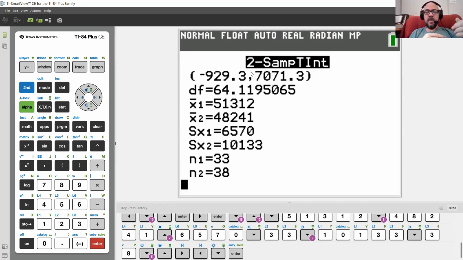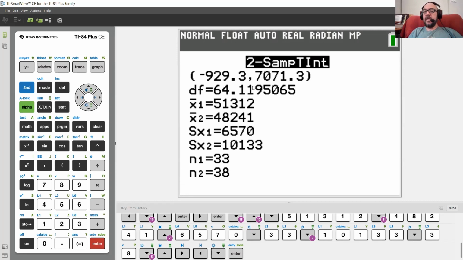The interval I made went from negative 1,008 up to 7,150, and the negative 1,008 moved in a little bit to negative 929, and the 7,150 moved in a little bit to 7,071. So they have a slightly better interval. They went $79 in on either side, which is nice. That extra precision is great. But in my opinion, it's not worth the extra hassle of calculating this, at least not by hand.